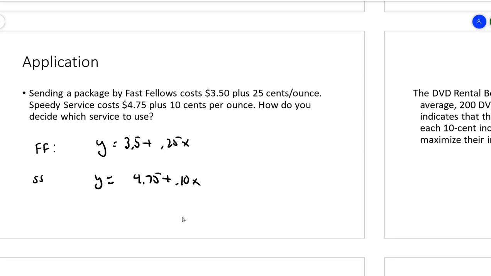Okay, so if you want to find out where they're the same, set them equal to each other. Obviously, if you're only sending a small package, the first company will be more efficient. If you're sending larger packages, the second one will be better. But what's the crossover point? That's the issue at hand.